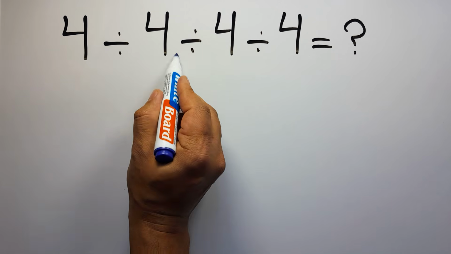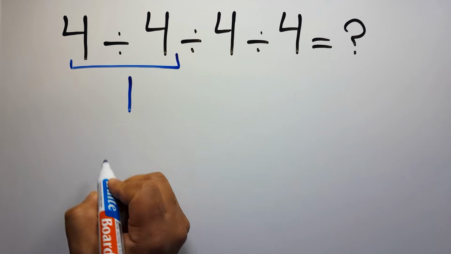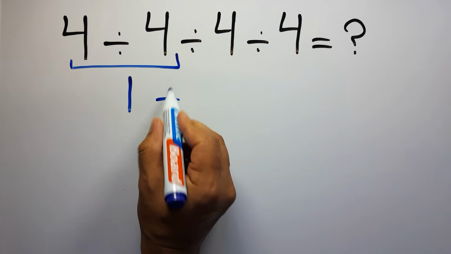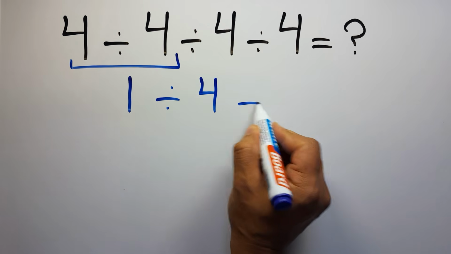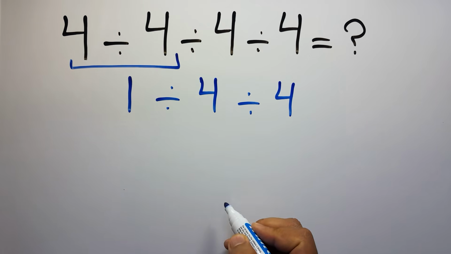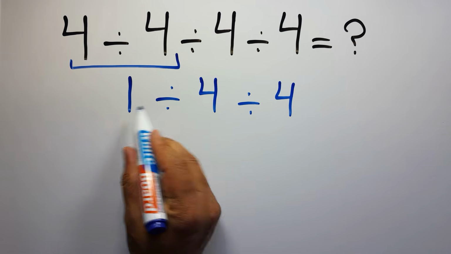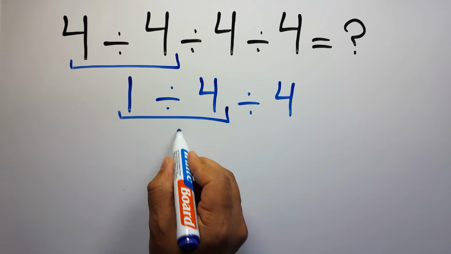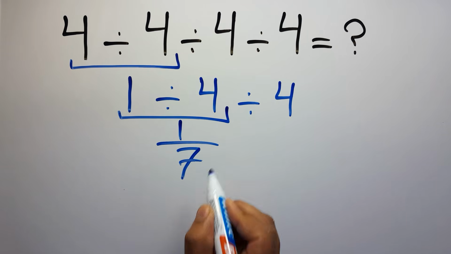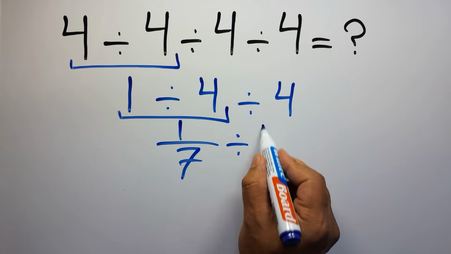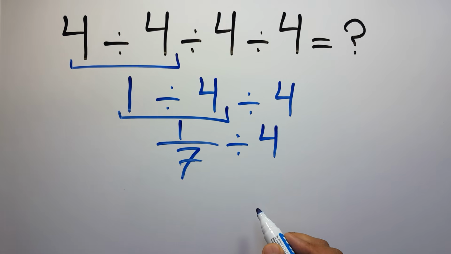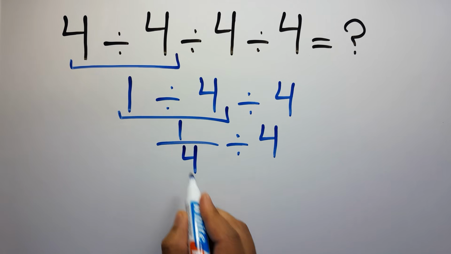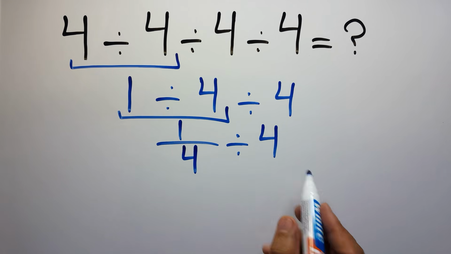4 divided by 4 equals 1. So we have 1 divided by 4 and again divided by 4. Okay, now we have to do this division. 1 divided by 4 can be written as 1 over 4. Then divided by 4. Now here we have 1 over 4 divided by 4.